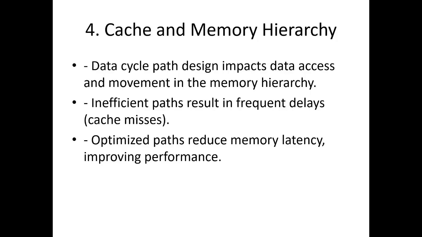The cache and memory hierarchy. The design of the data cycle path impacts how data is accessed and moved within the cache memory hierarchy. Inefficient paths might result in frequent memory access delays and cache misses, significantly slowing down the CPU.